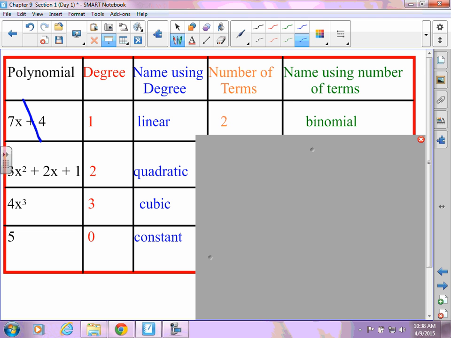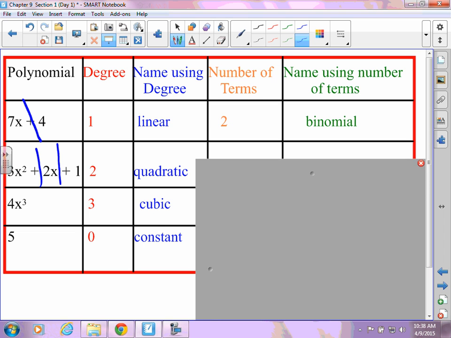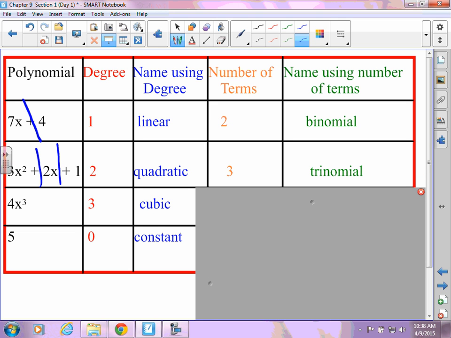Okay, let's look at this one. I'm going to cut it now with addition symbols. So again, fruit ninja, right? Okay. How many terms do I have there? I have 3. One of them is 3x squared, one of them is 2x, and one is a 1. So I have 3 terms. And if you look on that sheet on your iPad, that's called a trinomial. So this is called a quadratic trinomial.